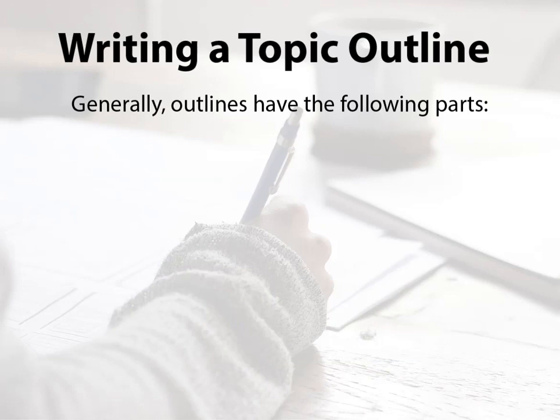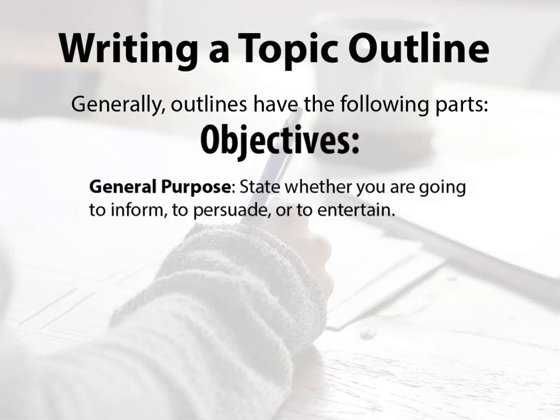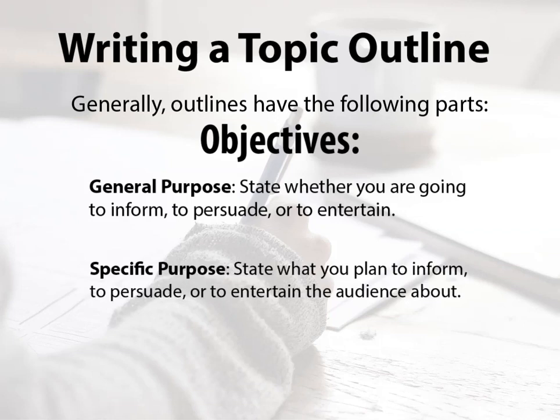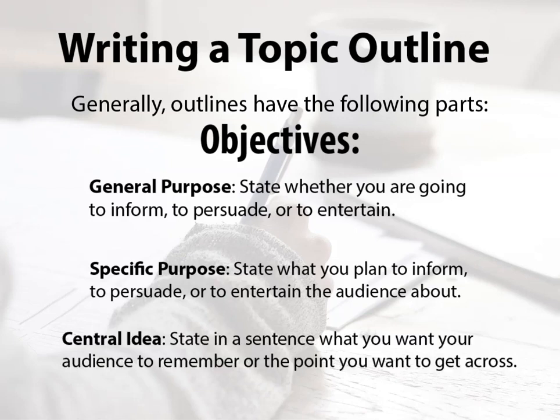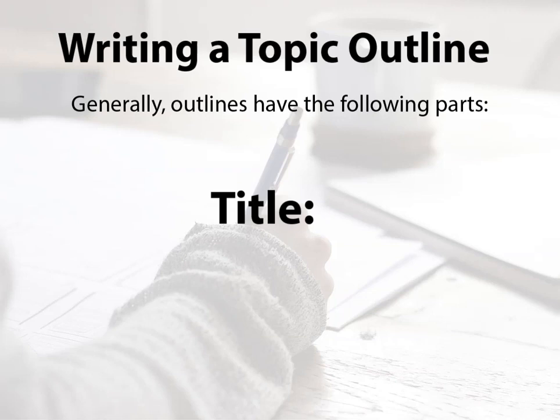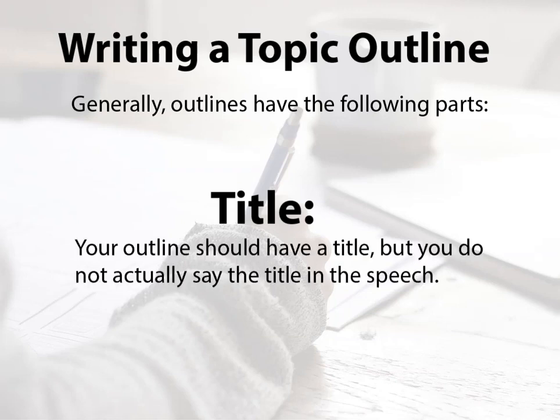Generally, outlines have the following parts. Objectives. General purpose. State whether you are going to inform, to persuade, or to entertain. Specific purpose. State what you plan to inform, to persuade, or to entertain the audience about. Central idea. State in a sentence what you want your audience to remember or the point you want to get across. Title. Your outline should have a title, but you do not actually say the title in your speech.